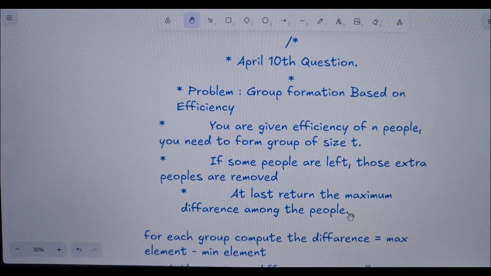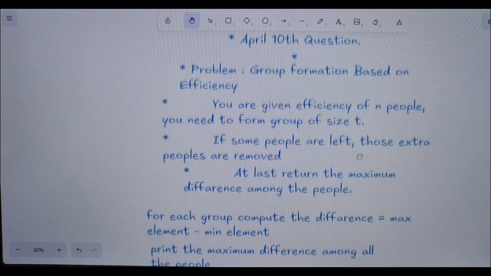Today I am going to discuss a coding question which was asked on 10th April in TCS NQT. So the question is group formation based on the efficiency you have. You are given the efficiency of n people. You need to form a group of size t.